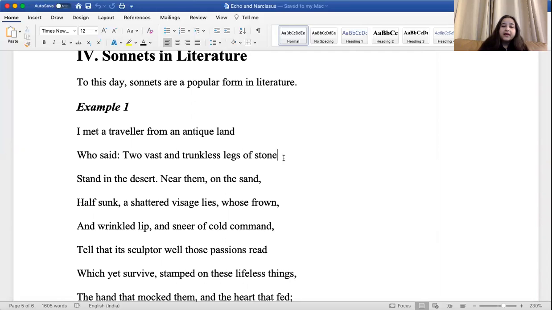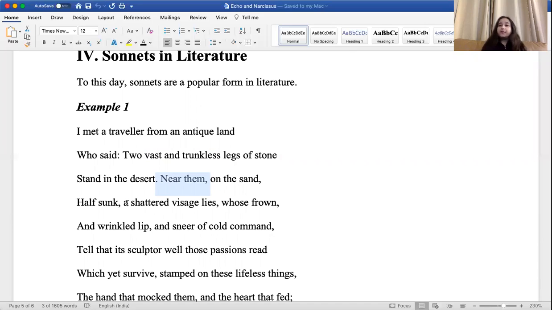Now you see, it is talking about a statue, that he just found two legs of stone. Trunkless means without the upper part. Stand in the desert near them on the sand, and in the desert, these two legs are standing without the upper part, and near them, meaning near the two legs, half sunk and shattered visage. So the visage, the face lies.